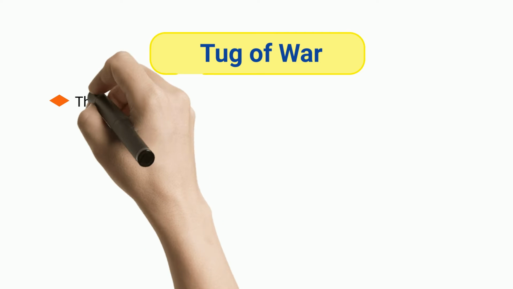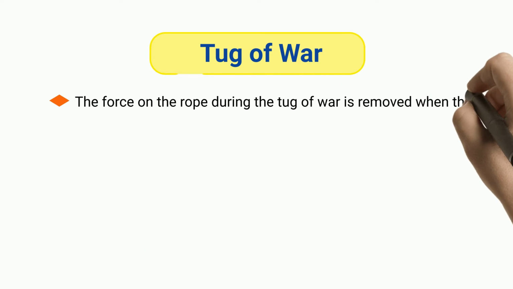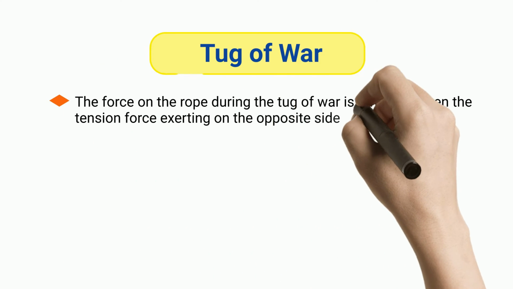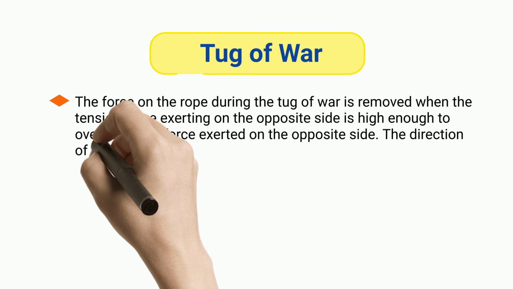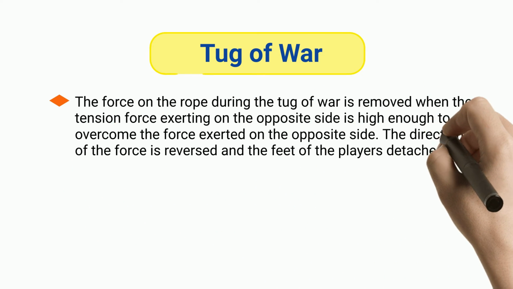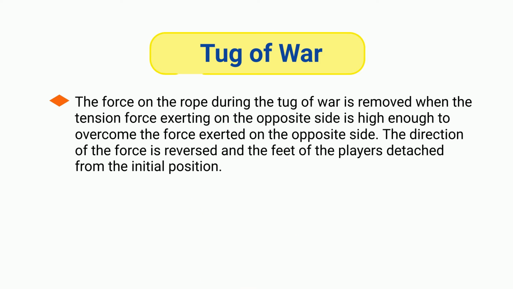Tug of war. The force on the rope during the tug of war is removed when the tension force exerted on one side is high enough to overcome the force exerted on the opposite side. The direction of the force is reversed and the feet of the players detach from the initial position.